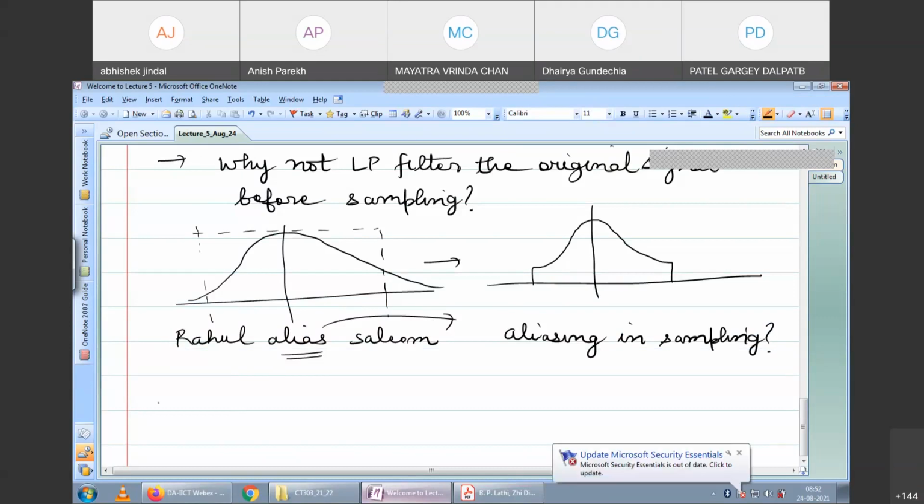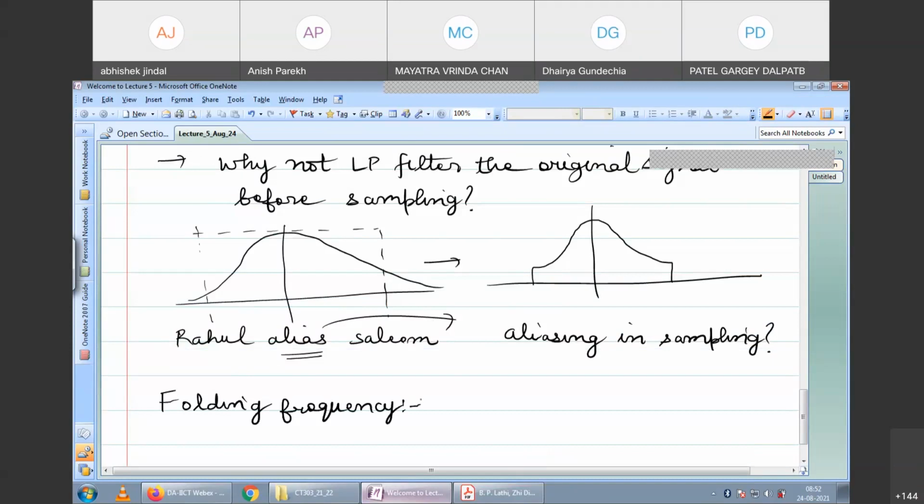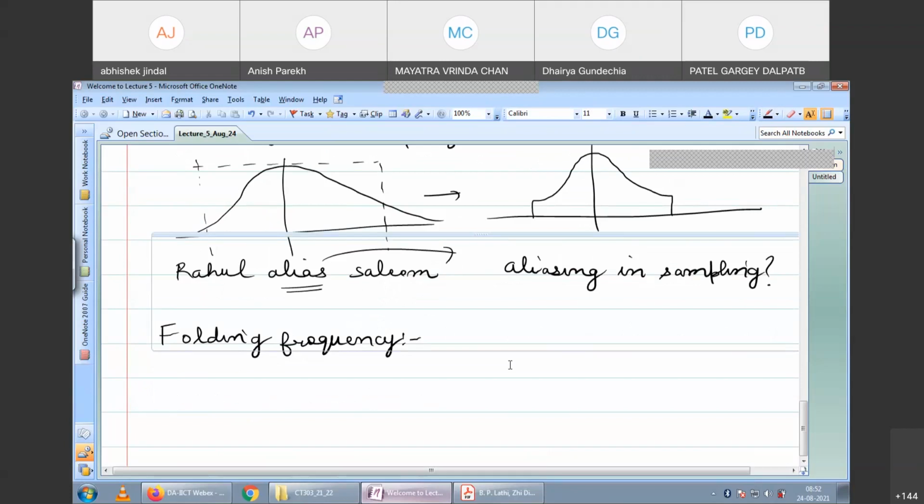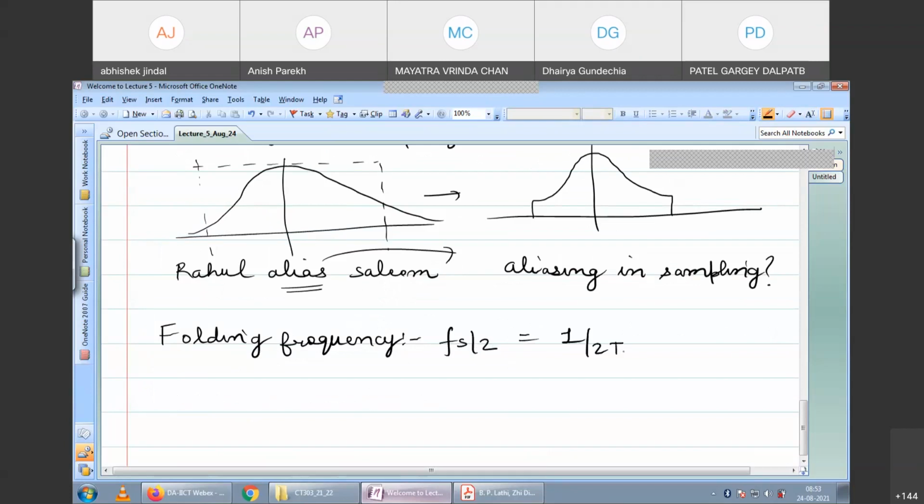So first of all, let me define the folding frequency. Anyway, towards the end of the lecture, you will get the breakup file, so there I will mention the source. You can go back and read from the textbook directly, which I would say you should prefer. So this is fs by 2. This is the folding frequency, fs by 2, which is nothing but 1 upon twice Ts hertz.